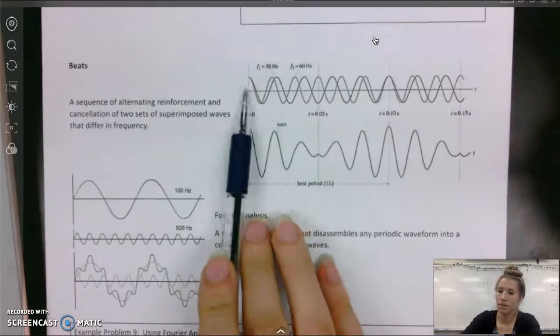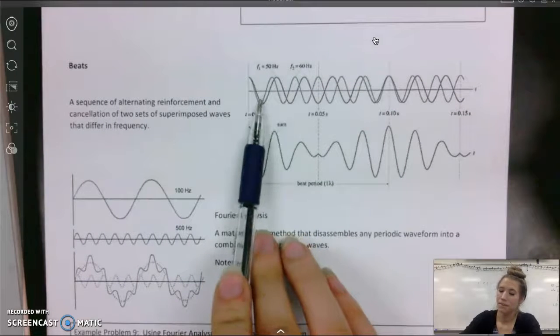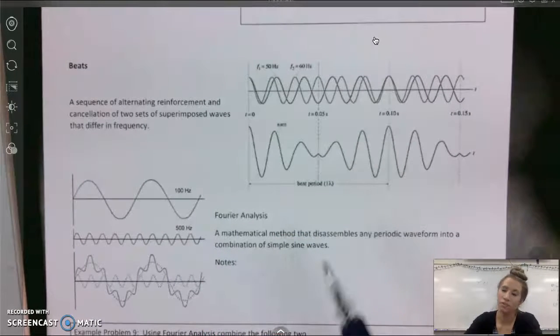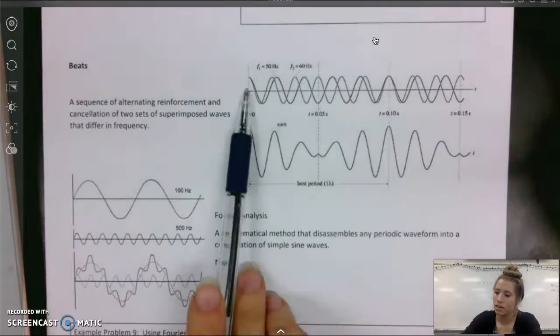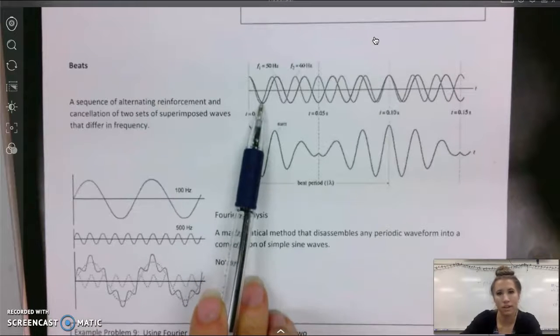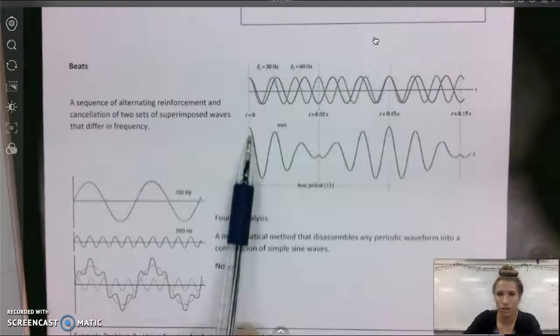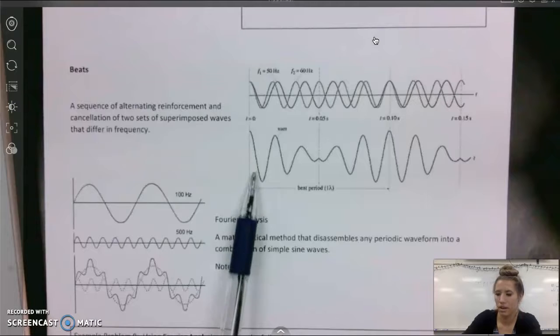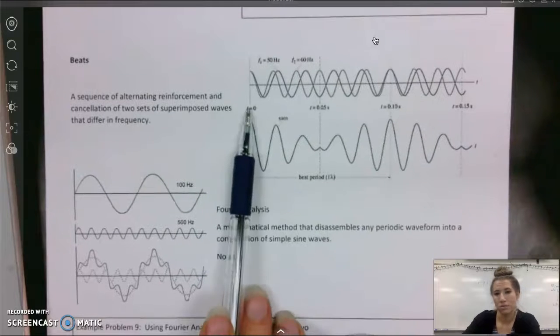So we get this really interesting phenomenon. If we have two sound waves that are very similar in frequency but slightly different from one another, there's times when they're in phase, right? When the peaks and the troughs relatively line up, and so we get constructive interference, okay? The amplitude is now greater because we're in phase.